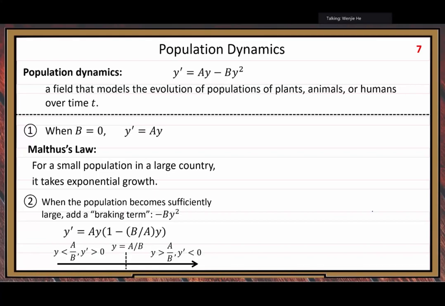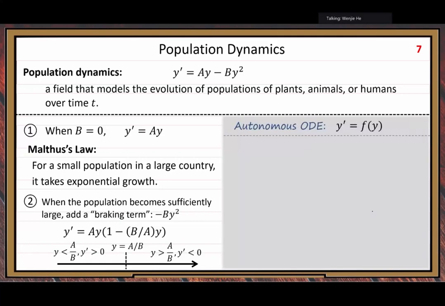So that's the interpretation. So why do people feel this model is pretty good? Because it reflects the typical properties of populations. All right. Then autonomous ODE.